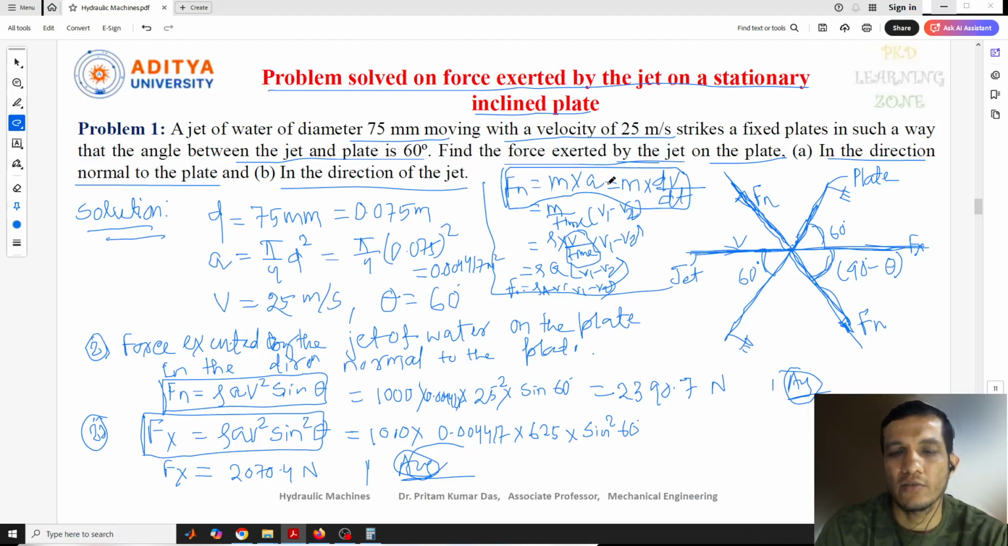This same thing I have already explained in our previous lecture, while we derived the force exerted by the jet on a stationary inclined plate.